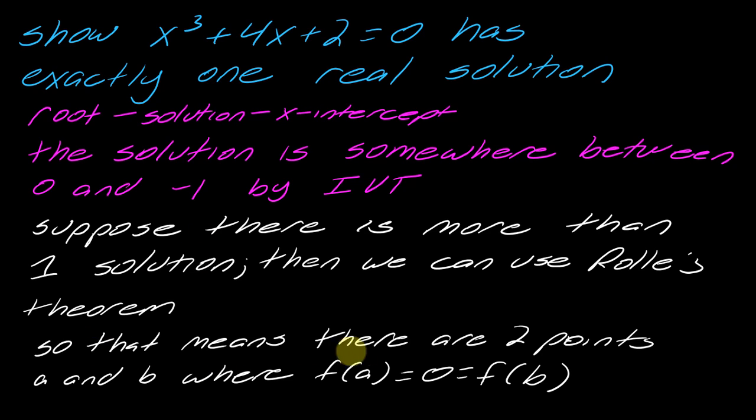So I'm assuming that I have two places where f of a and f of b equals 0. So two solutions really to this. Well, now we have to think about what would happen if I actually used Rolle's theorem. So let me give myself some space.